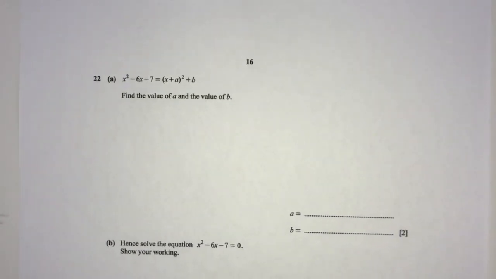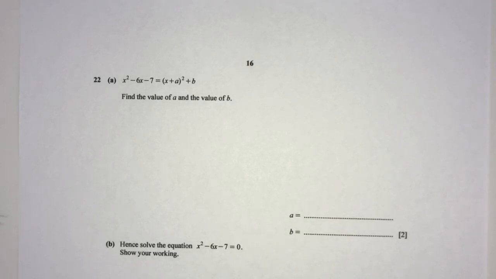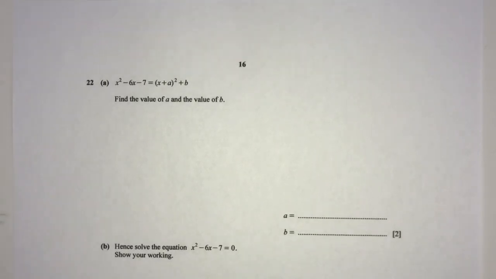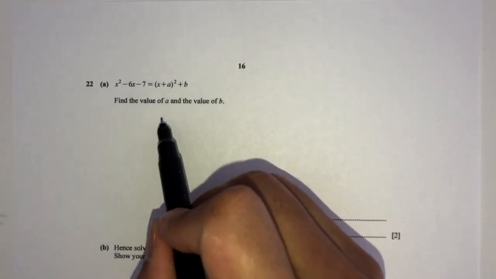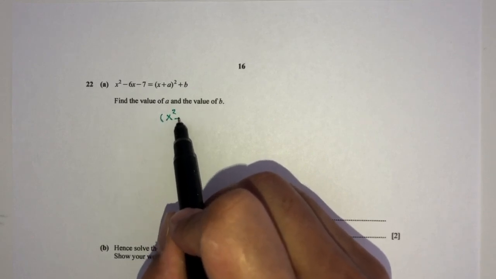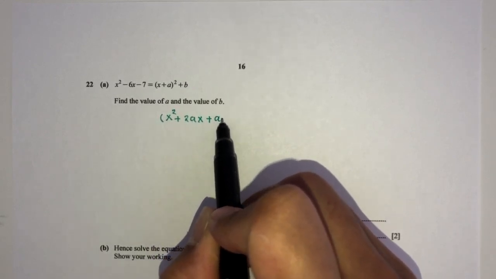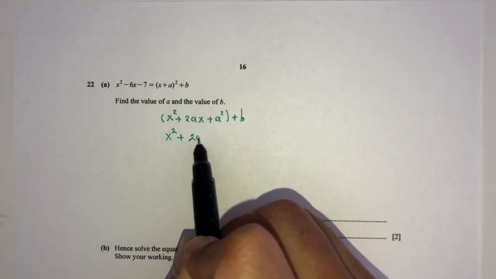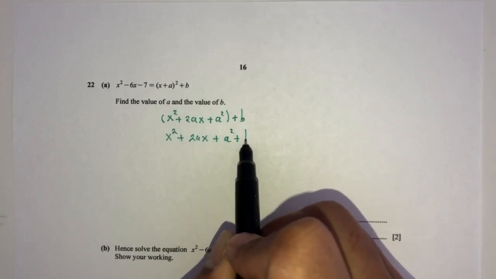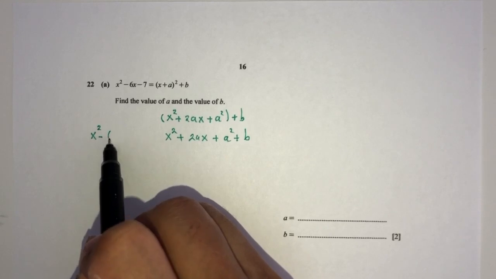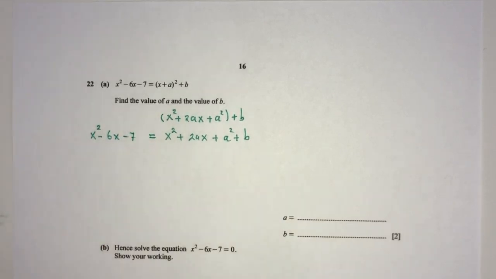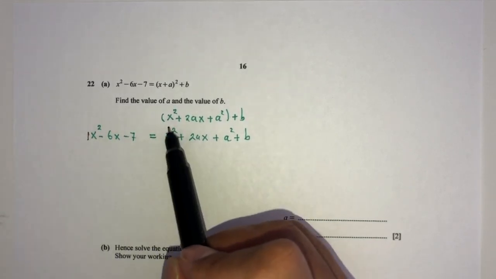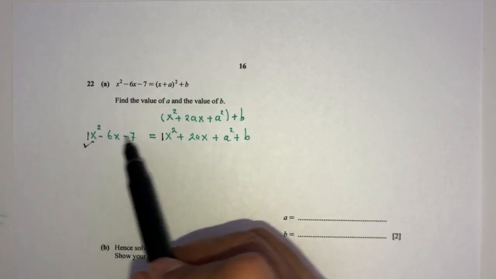Now let's move on to question 22, part A. We have to find the value of A and B. Again, we can always use comparison to make our life easier. We can just expand this side. That will be x squared plus 2x plus A squared plus B. Expand, that will be x squared plus 2ax plus A squared plus B. And on this side we have x squared minus 6x minus 7. As you can see, we have x squared, so these are the same, matching, so no problem.